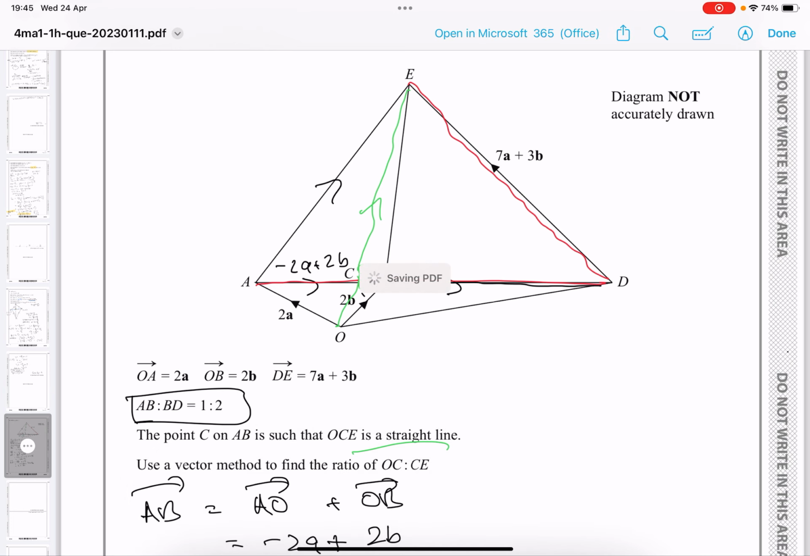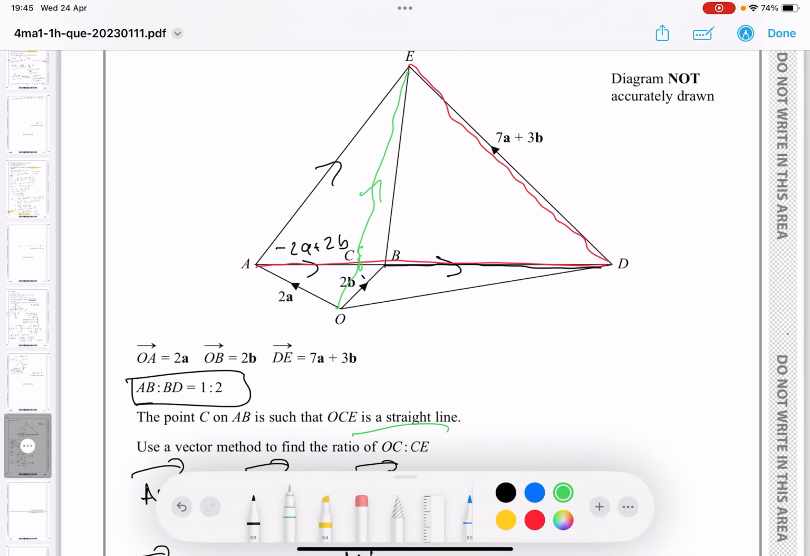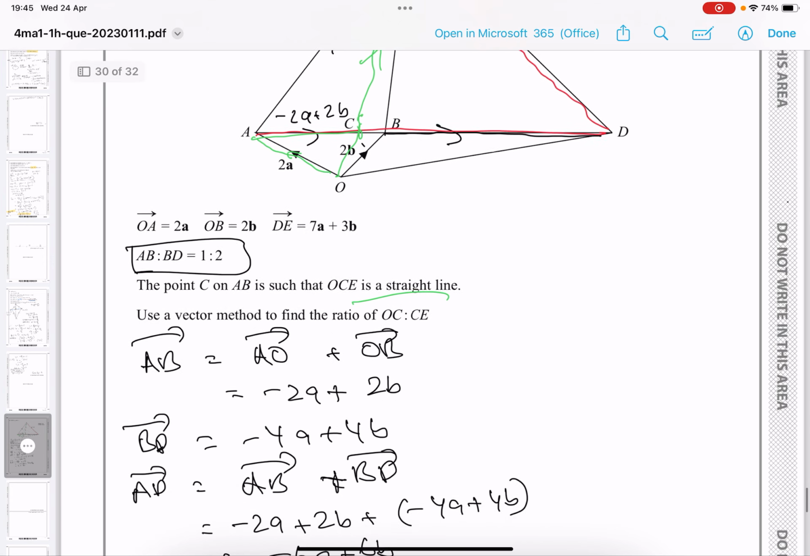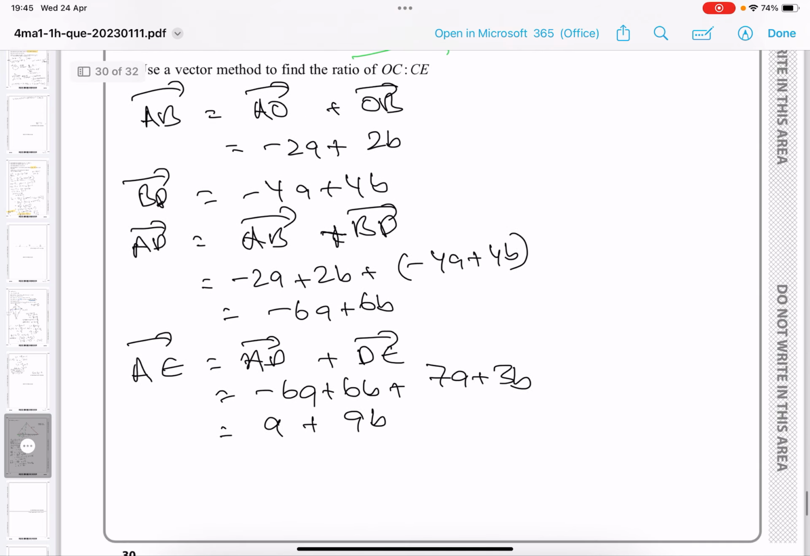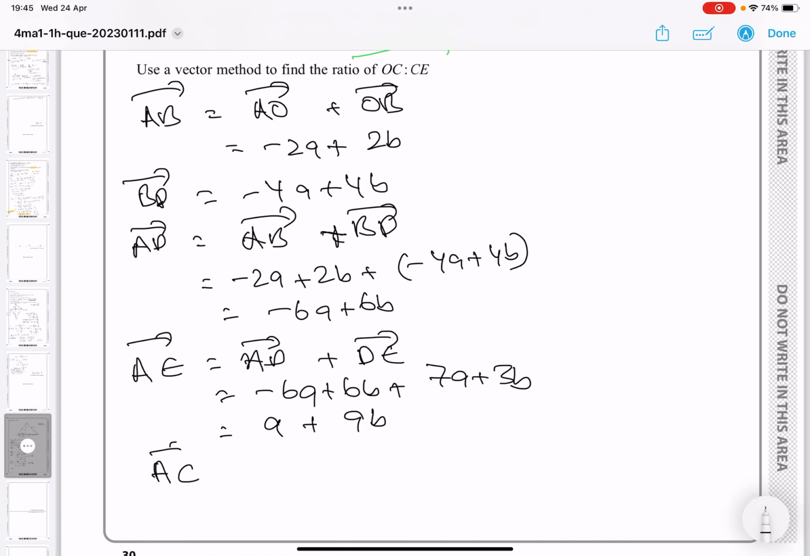Let's work out what vector OC is. So OC is clearly OA plus AC. Let me show you that. OC is OA plus AC. But we don't know what length AC is, so let's introduce a new variable. AC is going to be some proportion, some fraction of AD. I'm going to label it k. k is a fraction of AD.